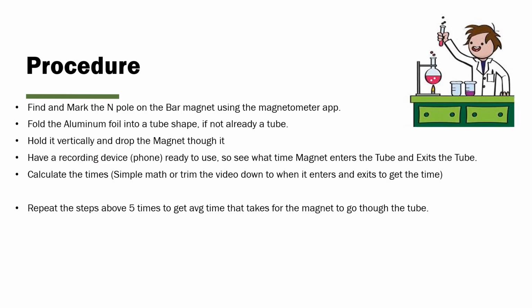We're basically finding the north pole of the bar magnet using the magnetometer app from our phones. We're also folding the aluminum foil into a tube shape if it's not already a tube, and then we're holding it vertically and dropping the magnet through, and then recording the time that it enters and the time that it exits, and we're doing this 5 times to get an average time.